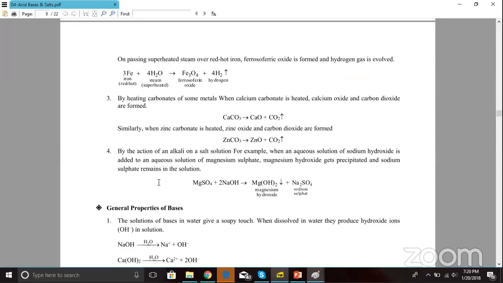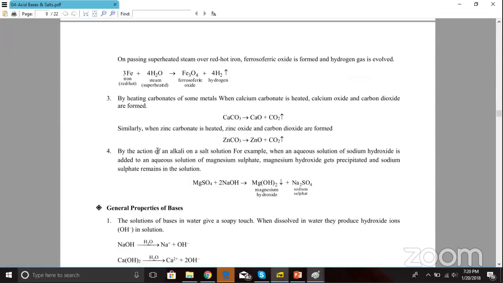Then by heating the carbonates, okay. Whenever we heat the carbonates, we get carbon dioxide gas, along with the oxides of the metal. This we call the thermal decomposition of carbonates. So when calcium carbonate is heated, carbon dioxide gas comes out, along with that we get the metal oxide, CaO. Similarly, when zinc carbonate is heated, we get zinc oxide along with carbon dioxide gas.